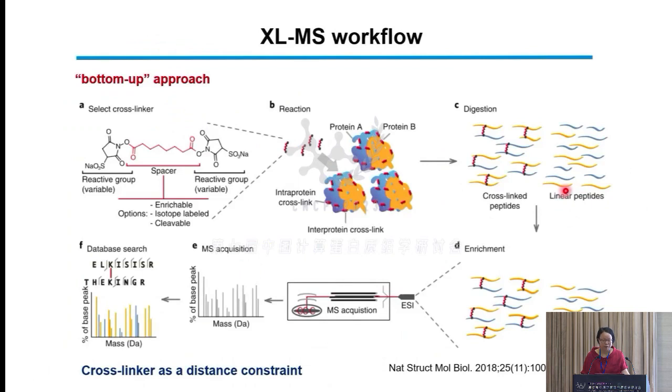The workflow of XL-MS is performed in a bottom-up approach. After cross-linking, the modified protein is digested and analyzed by mass spectrometry. The cross-linker acts as our distance constraint to provide spatial information.